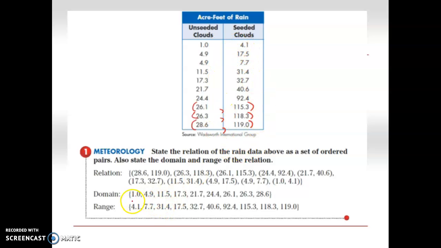Now, they wanted the domain. You do not have ordered pairs here. There's no parentheses. What you have, I know it's hard to see, but they're little brackets. And they're each number listed here: 1.0, 4.9, all the way up to 28.6. And then it closes off this way. The range, okay, are all your y values right here. And they're listed the same way your domain was listed, with the brackets and then individual numbers right here. They're not points. They are individual numbers.